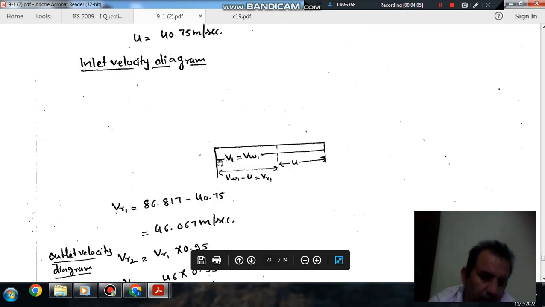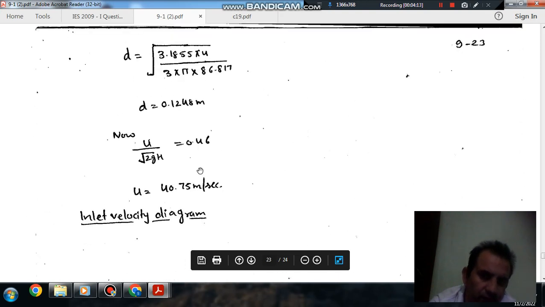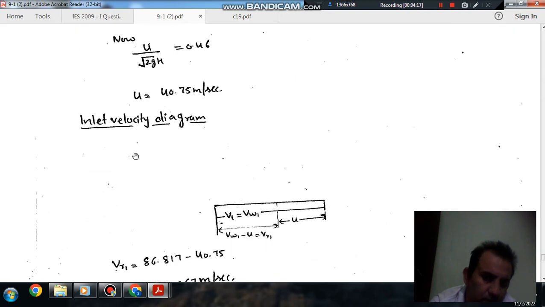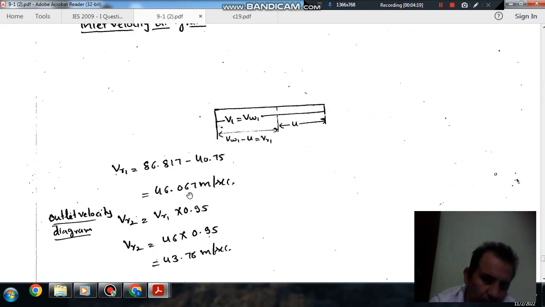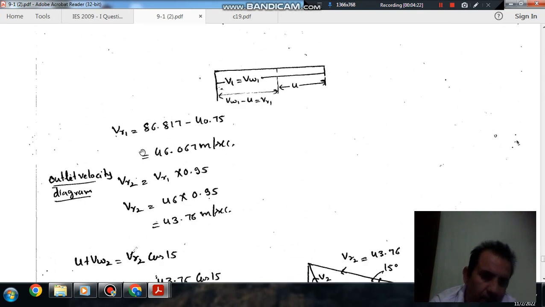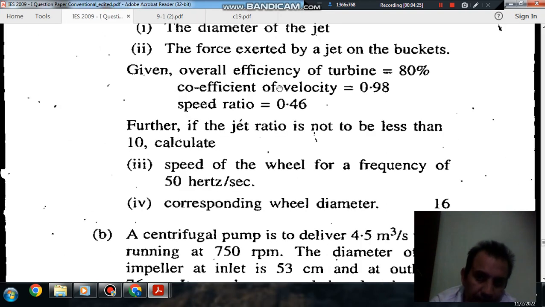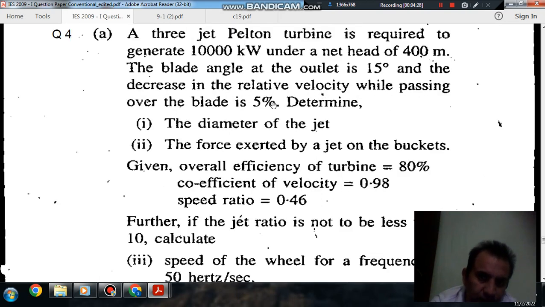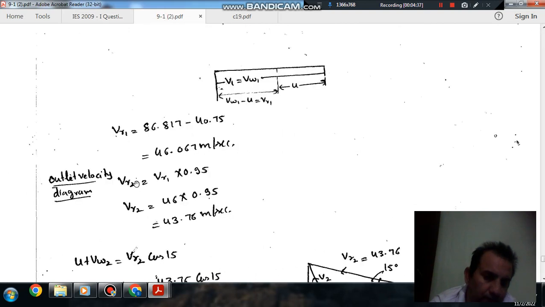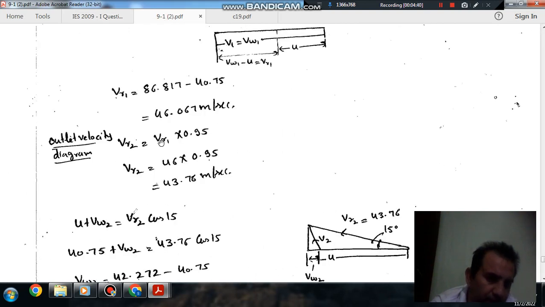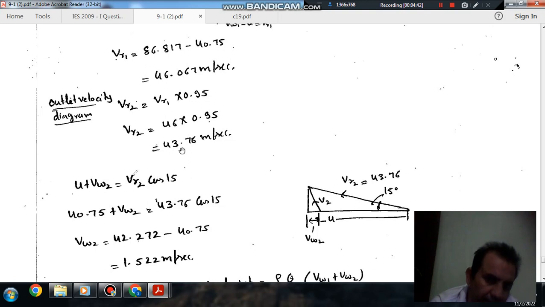So V1 is your 86.817 that we calculated, and U is 40.75. This is your V1, this is your U. So VR1 comes out at 46.067 meter per second. It is given that there is loss of 5%, or decrease in relative velocity while passing over the blade is 5%. So VR2 will be 95% of VR1. So VR2 will be 43.76 meter per second.